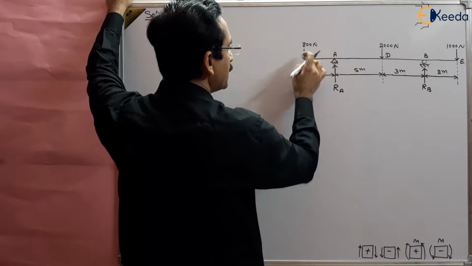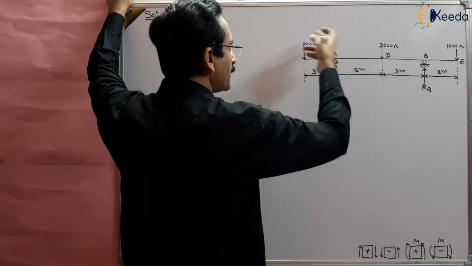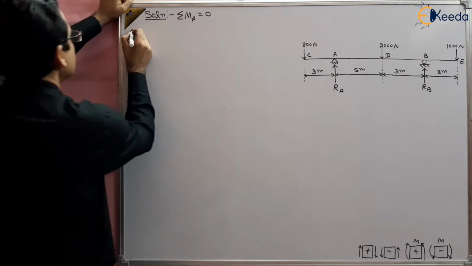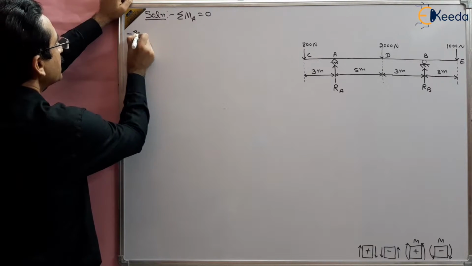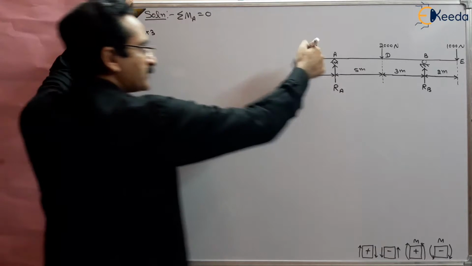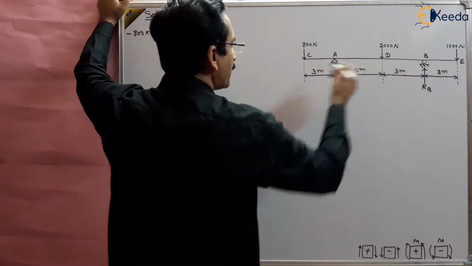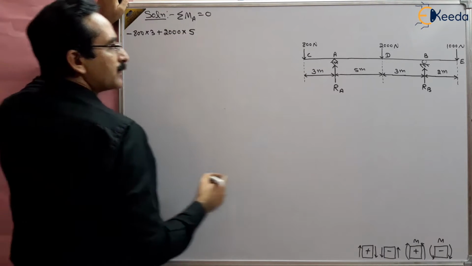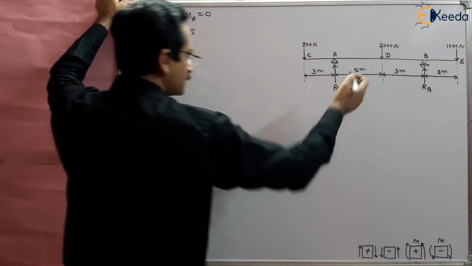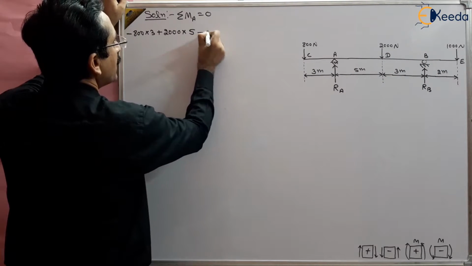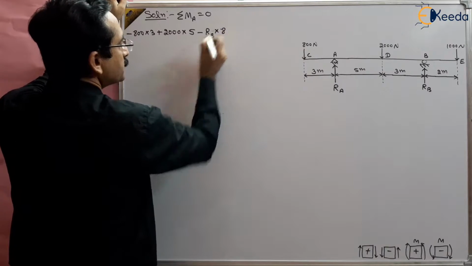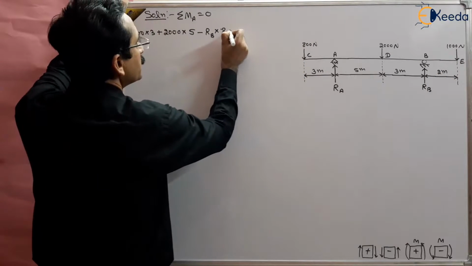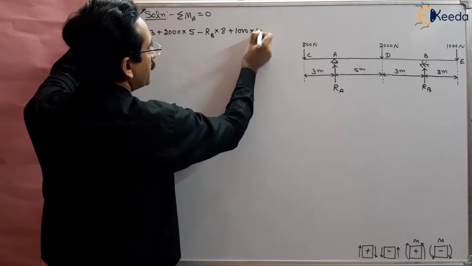Moment of this 800. Clockwise you can take positive, anti-clockwise you can take negative. So moment of 800 multiplied by 3, this is negative, minus 800 multiplied by 3, because it is anti-clockwise. Then 2000 multiplied by 5. Then RB multiplied by 8, this is anti-clockwise, so this is minus RB multiplied by 8. And clockwise, 1000 multiplied by 10.